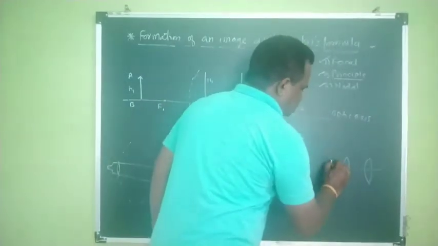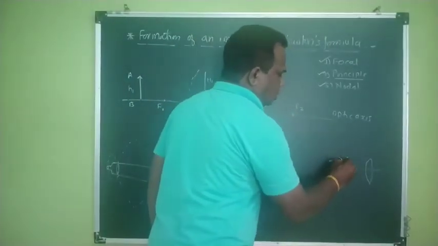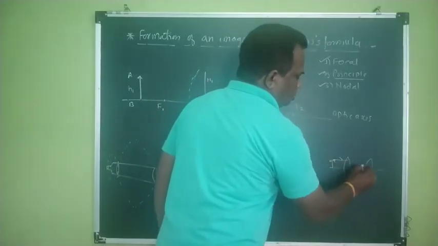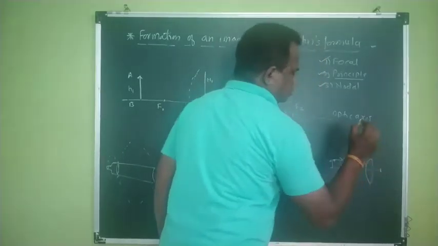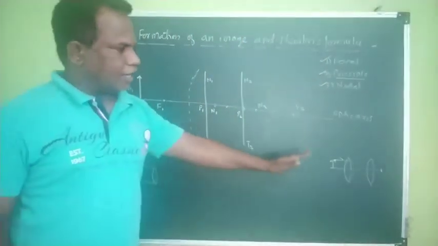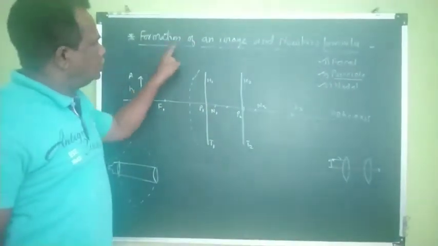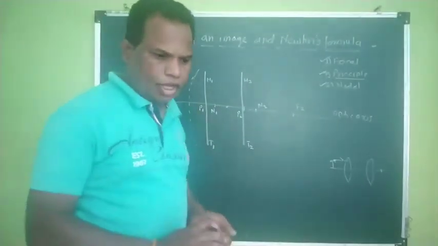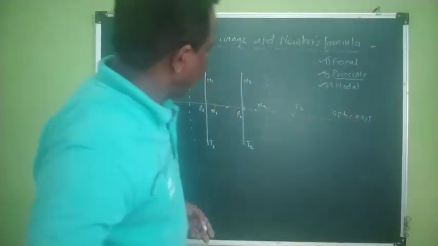Then put one object in front of it, then send one ray parallel to the principal axis, then it will pass through the focal point. So such type of diagram we are going to draw here and form the image of this object on the either side, now by using the properties of the nodal cardinal points.